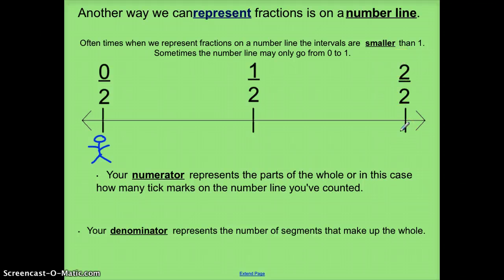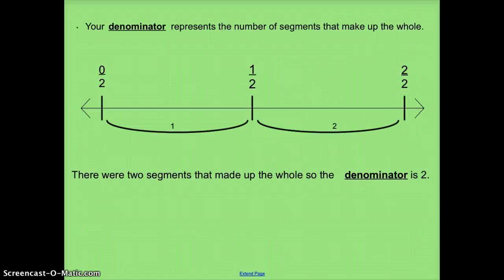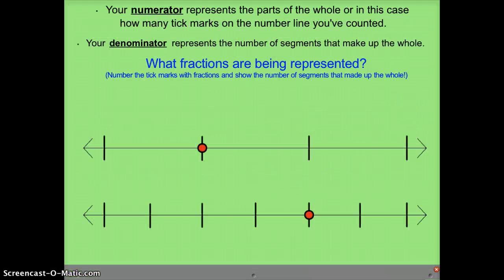The denominator represents the number of segments that make up the whole. So we'll look at that here. 2 is the denominator, so there's 2 segments, 1, 2. Or you might think about 2 spaces that represent the whole. So 2 makes up the denominator.